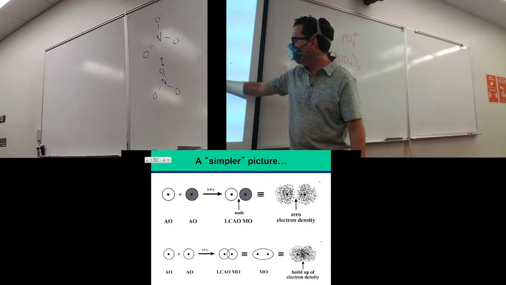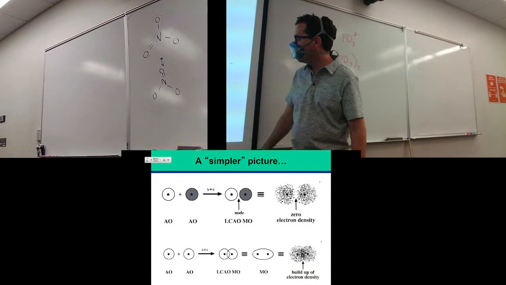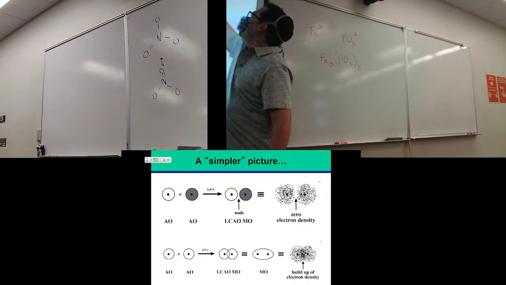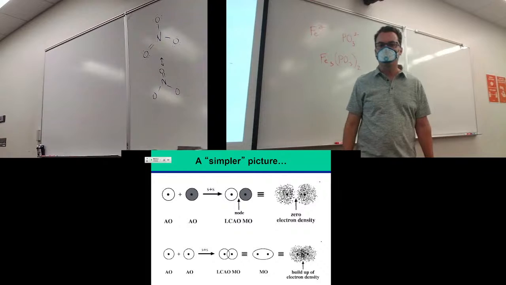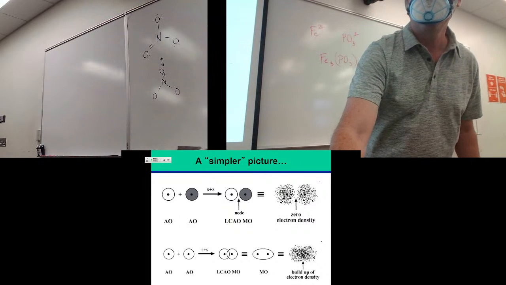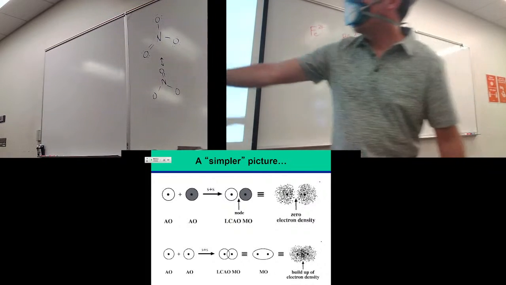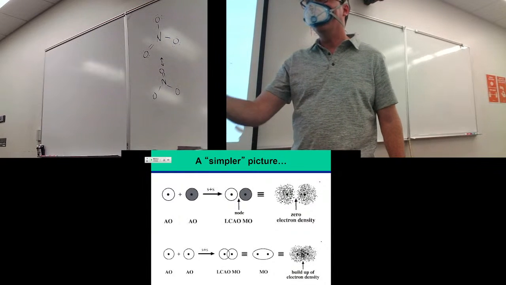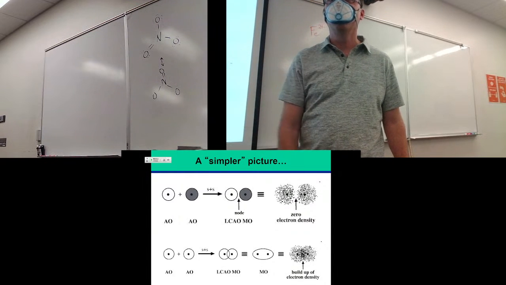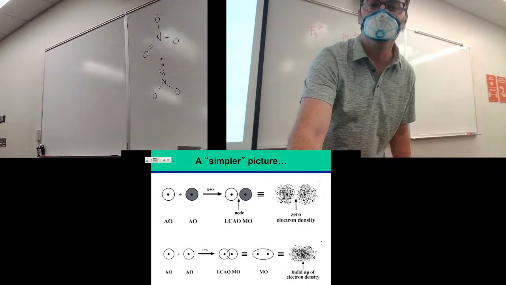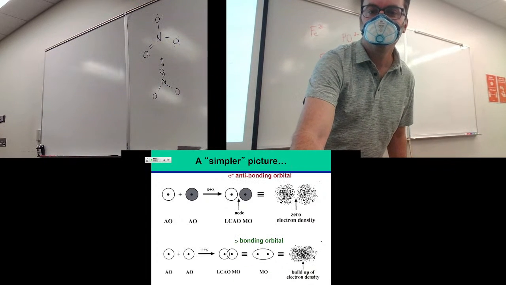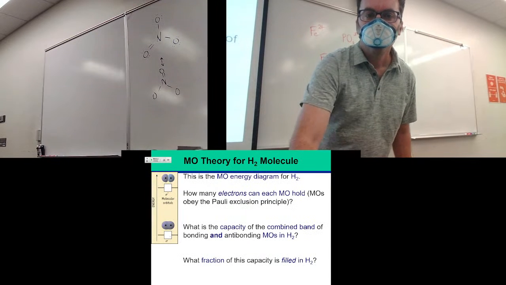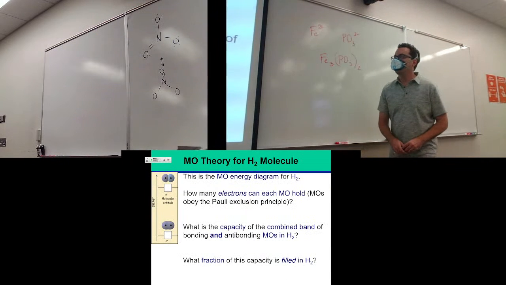So you can see that there's a heavy density right between them, but in the antibond there is no density between them, so you don't find any electrons between them. This LCAO stands for linear combination of atomic orbitals. Don't worry about it. Okay, sigma bonding, sigma antibonding. So let's see what they're good for.